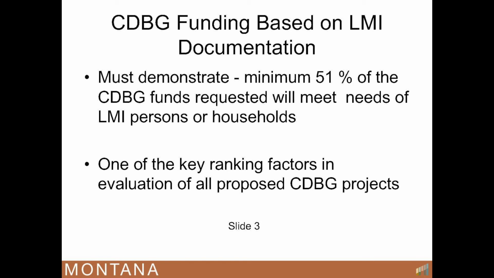Okay, slide 3 is CDBG funding based on low and moderate income, or LMI documentation. Each project must demonstrate that a minimum of 51% of the CDBG funds requested will meet the needs of LMI persons or households. Again, this is one of the key ranking factors in evaluation of all proposed CDBG projects. In other words, over half of the funds requested in CDBG must show benefit to LMI households or persons.